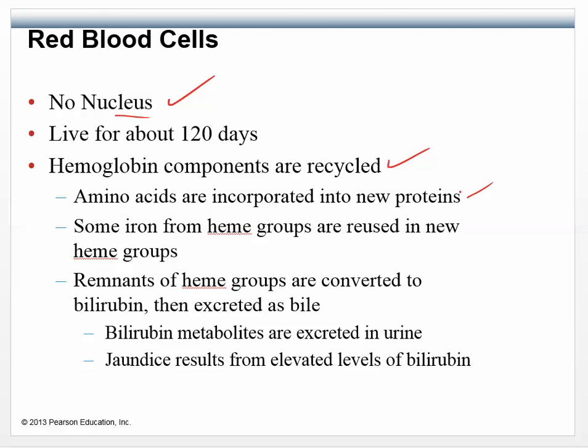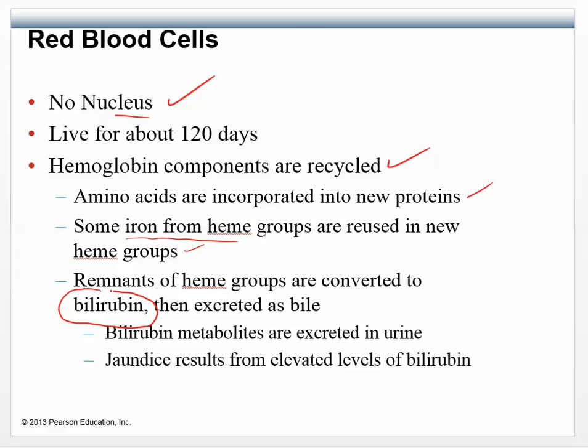It can make a new hemoglobin. It can make any protein at once, right? The iron is recycled, so some iron from the heme groups is reused in new heme groups. But the heme group itself is a lot of times just converted into something called bilirubin.